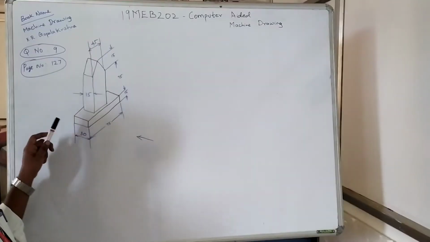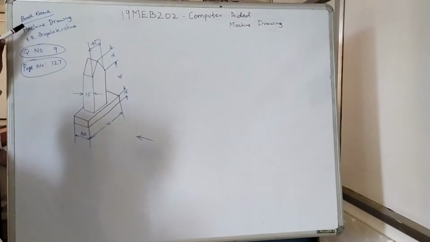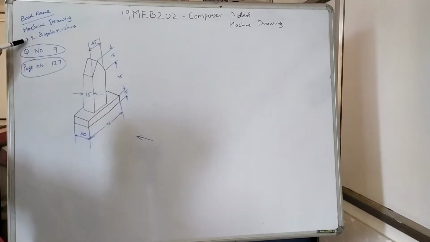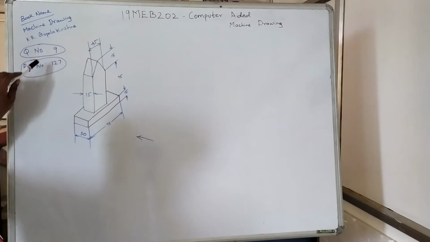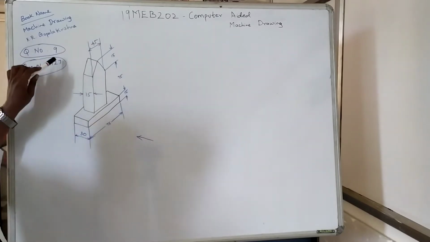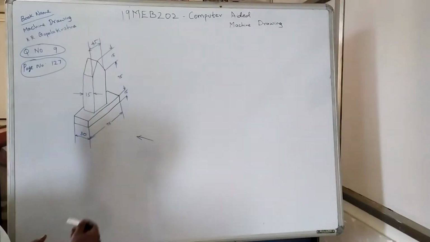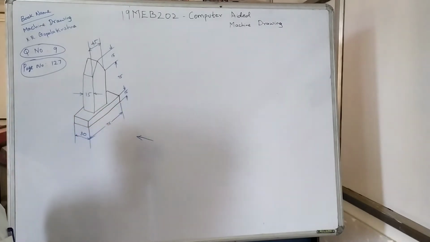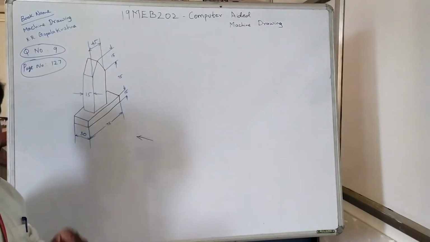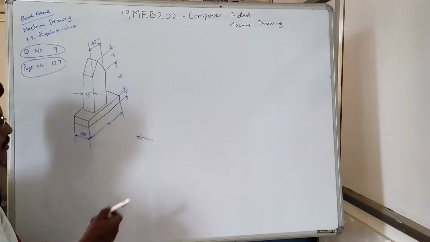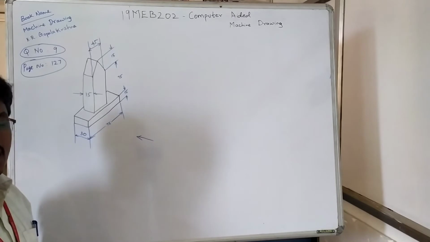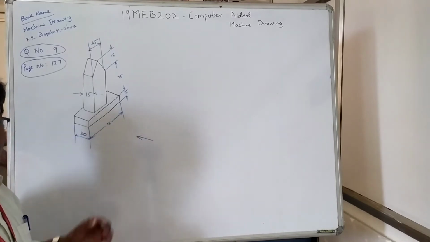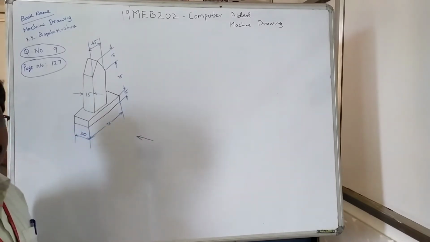First I am going to discuss this drawing. This drawing has been taken from the machine drawing book written by K.R. Gopalakrishna, and the question number is 9, taken from page number 127. This drawing is a simple machine component made up of a single component, and it has been viewed from here, and the question asks you to draw the front view, top view and side view.